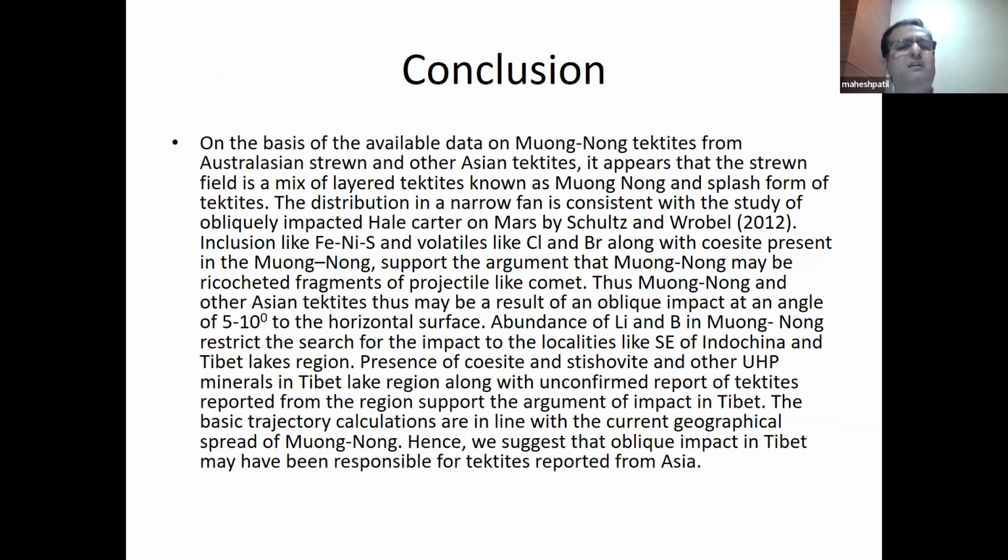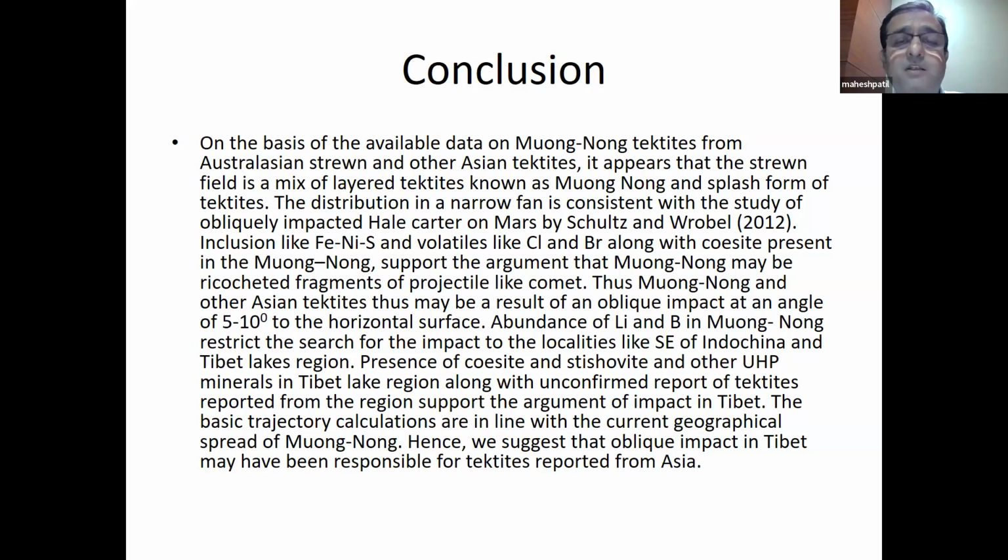So right now we are simply concluding on the basis of available data on Muong Nong tektites from the Australasian strewn field and other Asian tektites. It appears that the strewn field is a mix of layered tektites known as Muong Nong and splash form tektites, which are Asian tektites. The distribution in a narrow fan is consistent with the study of oblique impact on Hell crater. So the crater which is used as a reference point by Schultz for study on impact craters is Hell crater. If somebody is very interested, they can go through this paper of Schultz. It's a very beautiful paper.